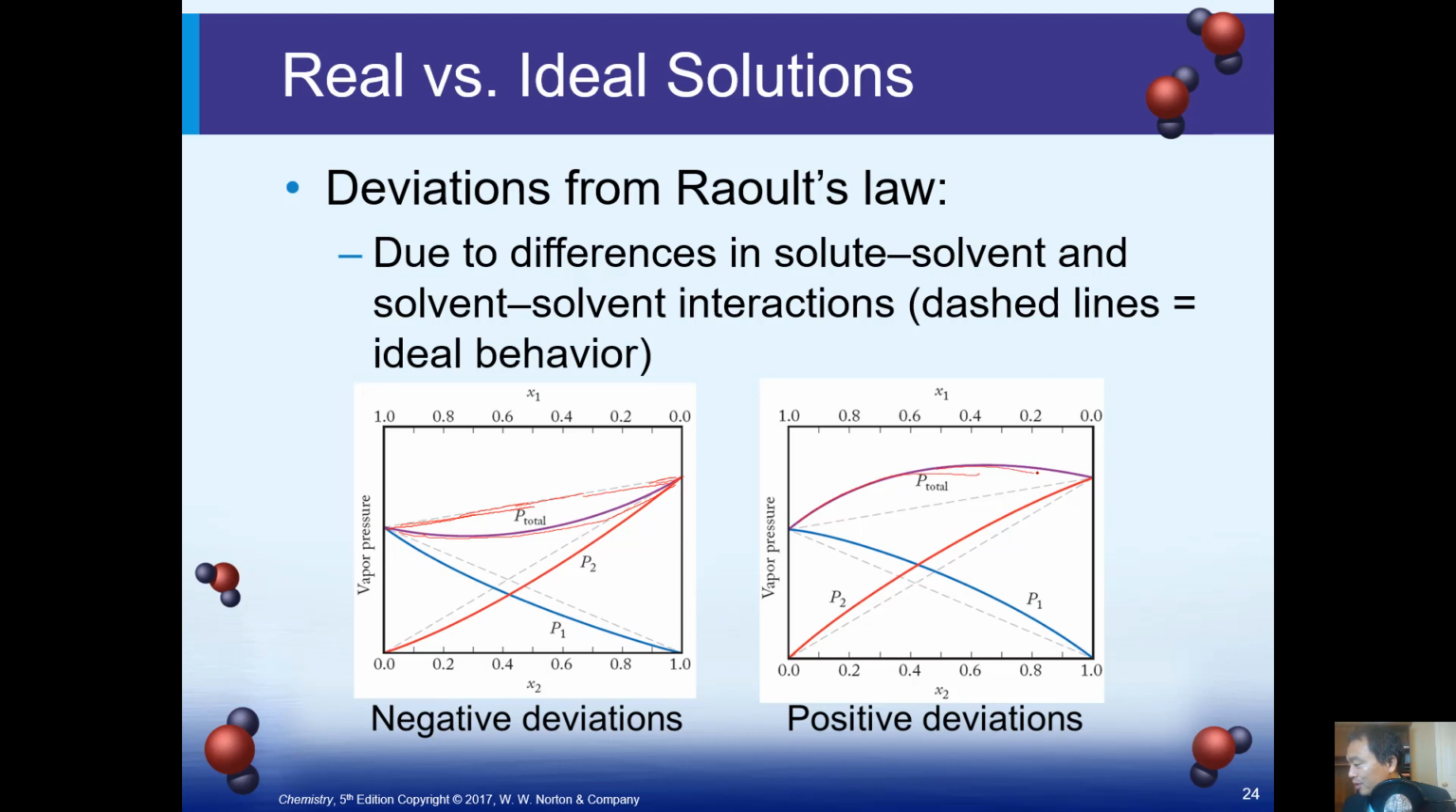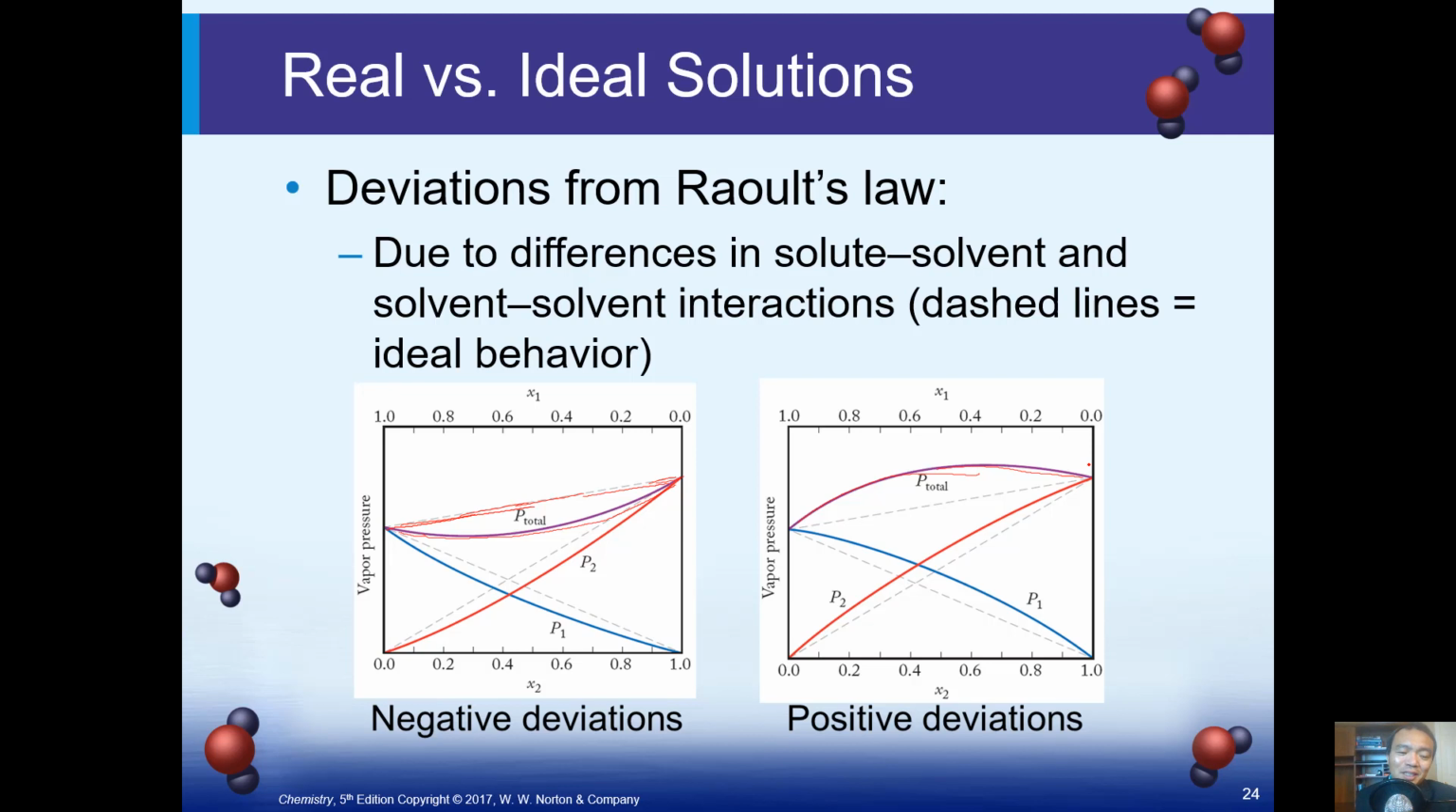So what does it mean? Actually, you consider it this way. The real situation is producing a smaller P total than predicted by the ideal situation. What do you mean by ideal situation? Ideal situation means that before and after the mixing, the intermolecular forces between solute and solvent, and the solvent-solvent interactions, are about the same as the interaction after you mix it. But most of the time, it's not going to happen.